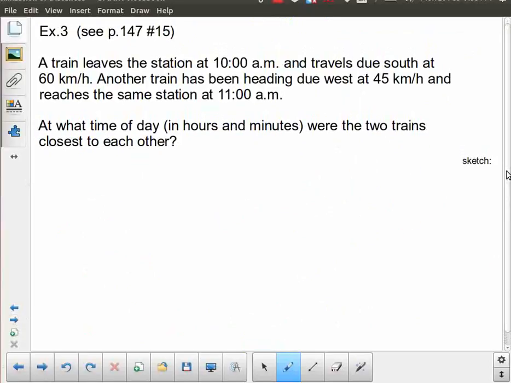So as you're going to see, for this one, I'm just going to set up this question. You're going to see that this is more of the same. We're using the distance formula because we're optimizing distance here. A train leaves the station at 10 a.m., travels due south at 60 kilometers per hour. That's very similar to the question with Ian and Nada. Another train has been heading due west at 45 kilometers per hour and reaches the same station 1 hour later at 11 a.m. So in other words, this other train is an hour out. At what time of day are the two trains closest to each other?